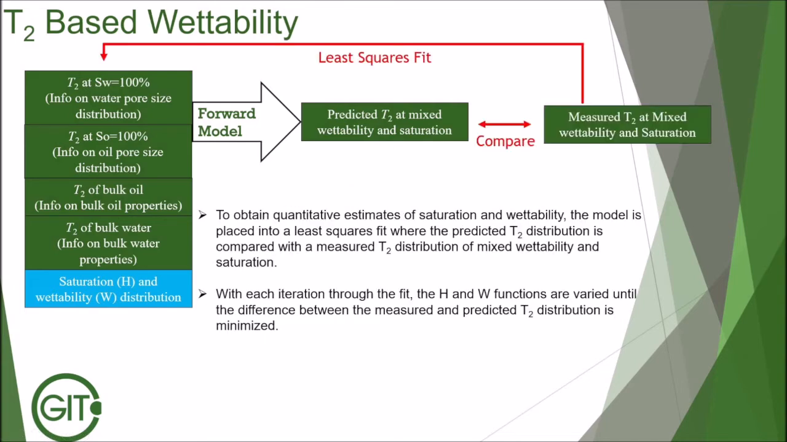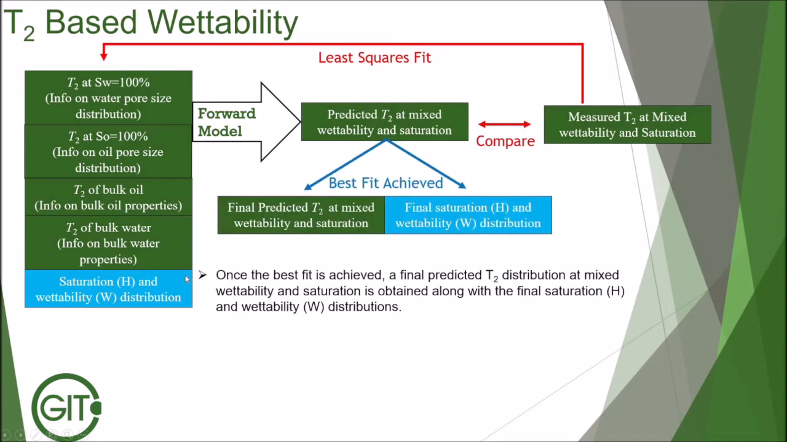To obtain quantitative estimates of saturation and wettability, the model is placed in a least squares fit where the predicted T2 distribution is compared with a measured T2 distribution of mixed wettability and unknown saturation. With each iteration through the fit, the H and W functions are varied until the difference between the measured and predicted T2 distribution is minimized. Once the best fit is achieved, a final predicted T2 distribution at mixed wettability and saturation is obtained, along with the final saturation and wettability distributions.